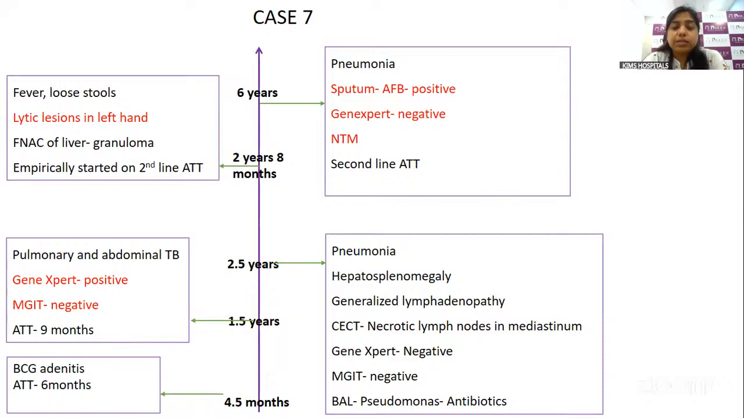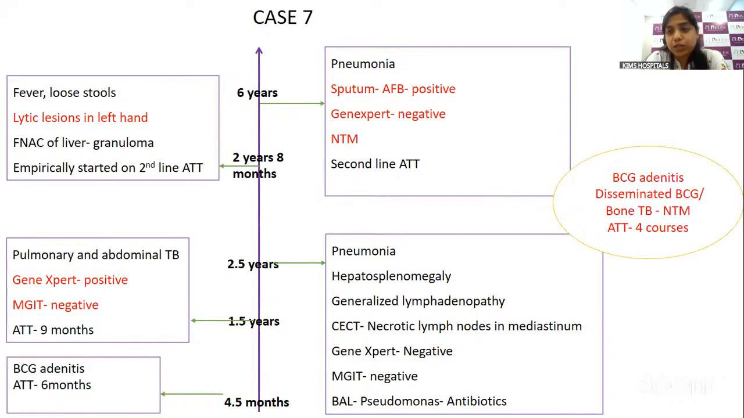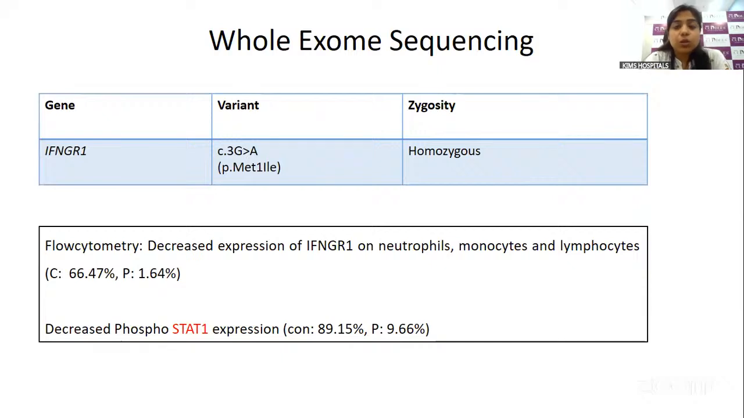At 6 years, the child had pneumonia, and this time sputum was positive. So almost three times they were able to isolate or pinpoint that it is due to tuberculosis. And the child has received almost 4 times ATT, also for a prolonged duration. So this child had a BCG adenitis, disseminated BCG, bone TB due to an NTM, and also ATT for 4 courses. The whole exome sequencing revealed interferon gamma R1 mutation, and the flow cytometry was also suggestive of decreased expression of interferon gamma R1 and decreased phospho-STAT1 expression, which is downstream of interferon gamma R1.